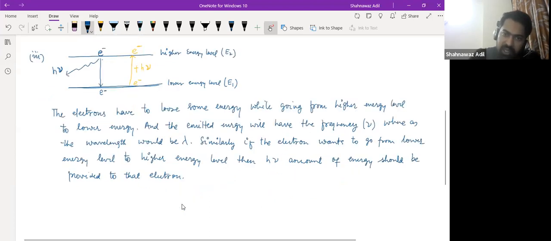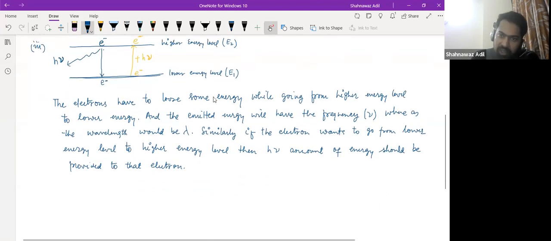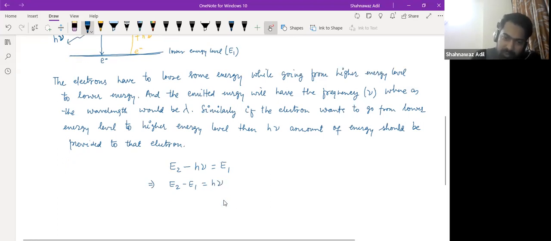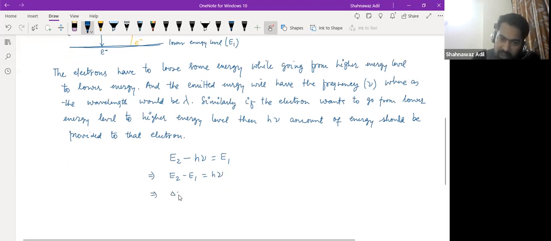Right, so it states that the electron is in the E2 state, and if it releases this much amount of energy, it will go to the lower energy level. So if we write it properly, this thing comes on this side and this goes on the other side. This is called the change in energy, and this would be h nu, and we can also write it as hc by lambda. So this is the third postulate.